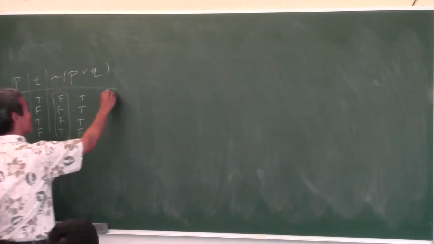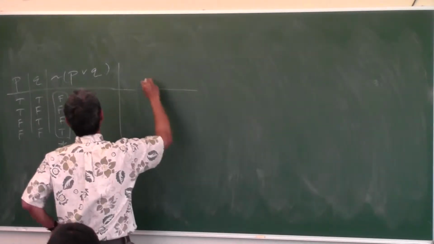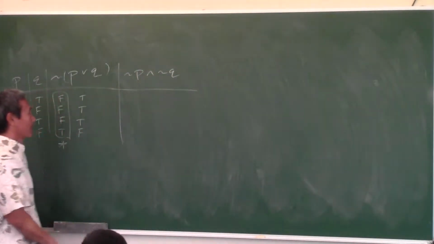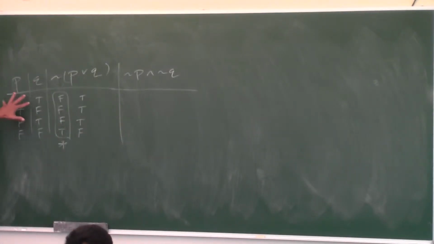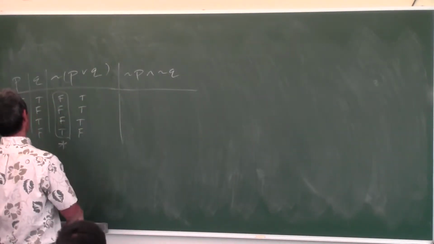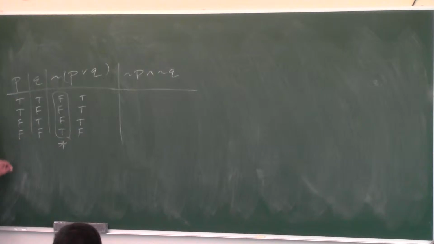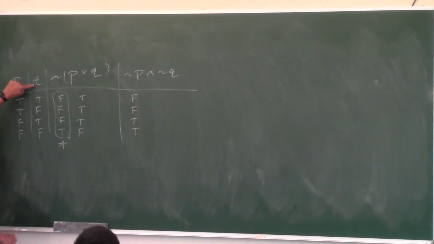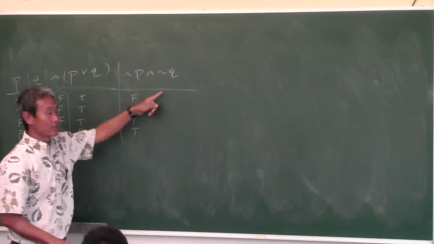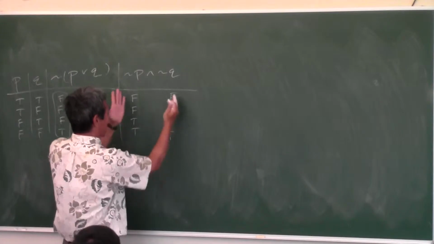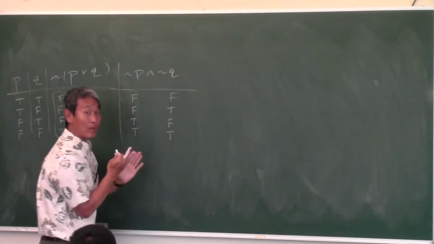Okay, now let's make another truth table. What if I tell you, make a truth table for this, not P and not Q. Okay, now, here are the 4 possibilities. If P is true, true, false, false, what do you think not P is? What's the opposite of true, true, false, false? False, false, true, true. If Q is true, false, what do you think not Q is going to be? False, true, false, true. Okay, now you got these 2 statements and we're connecting them with AND.